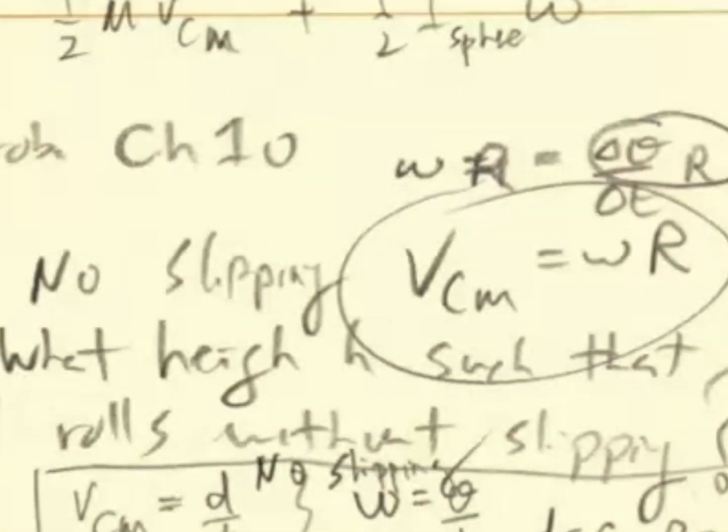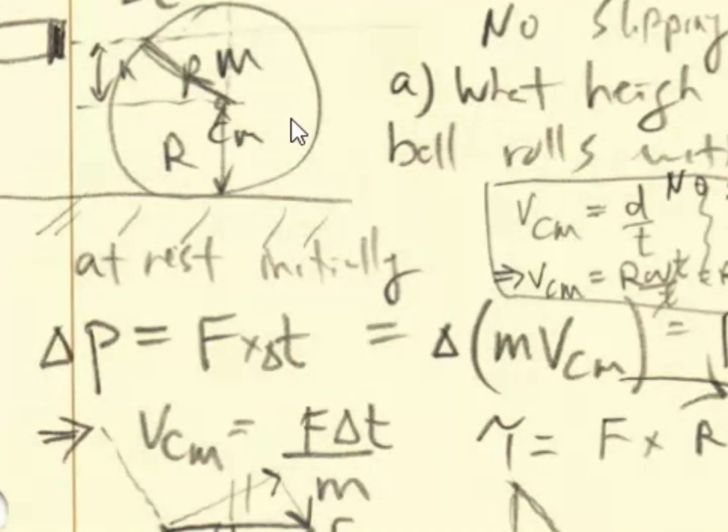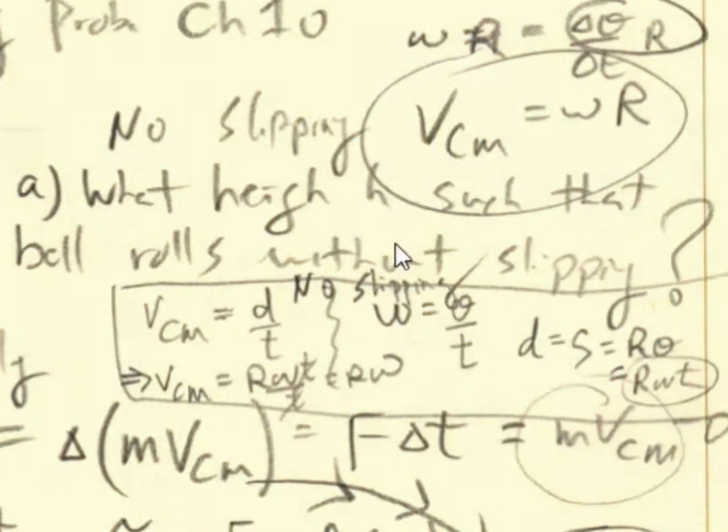So we want to invoke the no slipping condition. The no slipping condition is that the velocity of the center of mass is going to be equal to the angular velocity of the ball about the center of mass times the radius of the ball. So right after the force from the cue stick strikes the billiard ball at a certain height or a certain distance from the center of mass, the ball should immediately roll without slipping. So this is part A of this problem. What height h is such that the ball rolls without slipping?